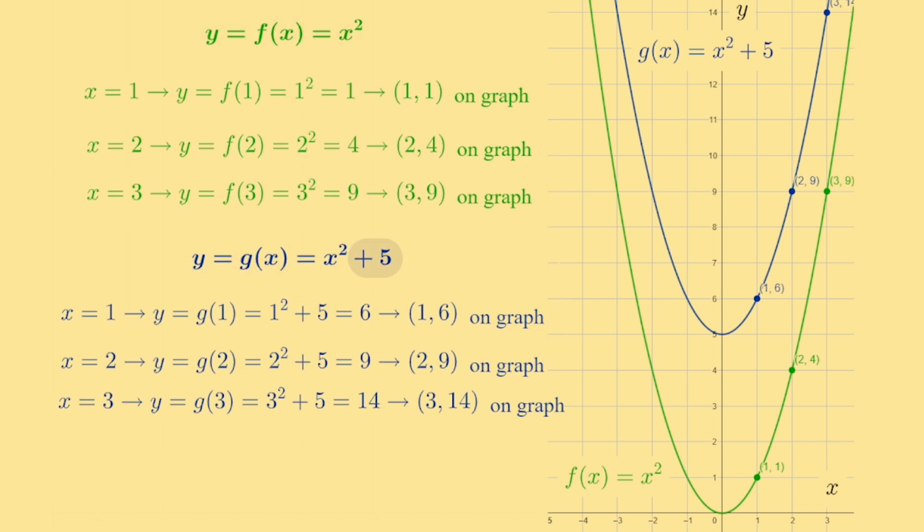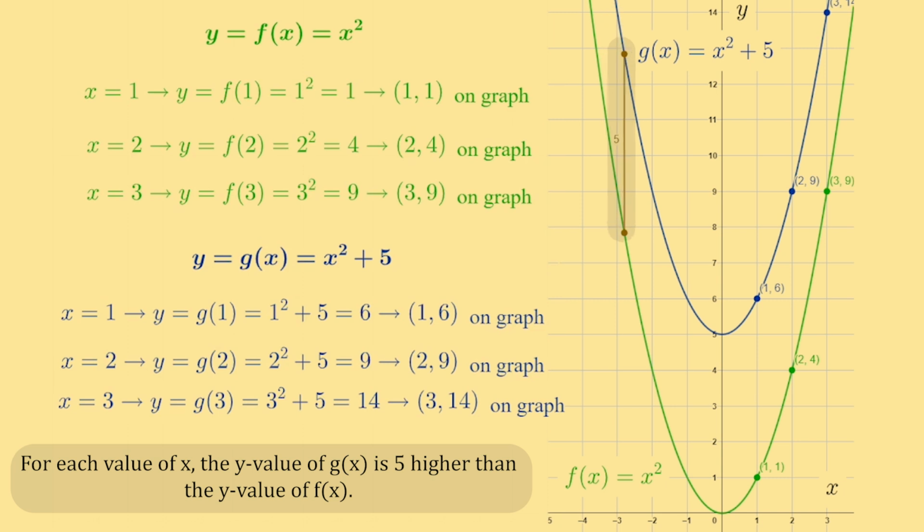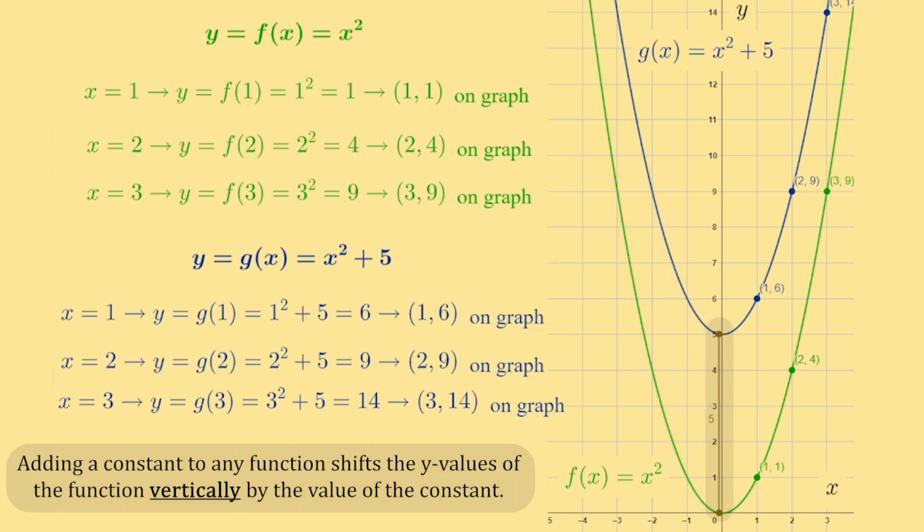This plus 5 right here. In the second function, by adding 5 to the first function, every y value is shifted vertically by 5 to get from function 1 to function 2. Adding a constant to any function shifts the y values of the function vertically by the value of the constant.